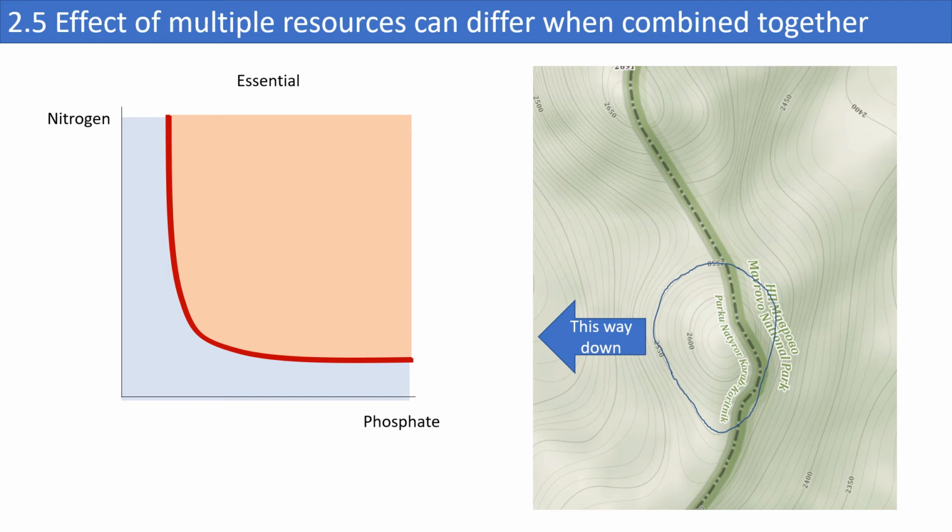But if the resource levels are on the other side of the isocline, then there are sufficient concentrations of both phosphate and nitrogen and the population can grow. This is the same way as if you're headed up the mountain, you are in the orange zone delimited by the isocline.